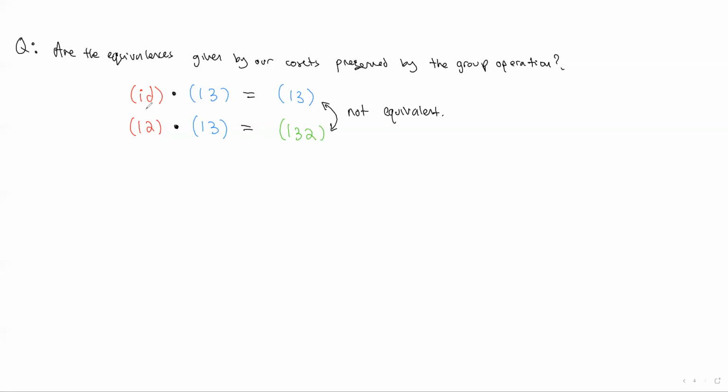So even though these are equivalent, the identity and (1 2) are equivalent, and (1 3) is obviously equivalent to itself, the products are not equivalent as cosets. So we don't have a valid group operation. The operation does not preserve equivalence.